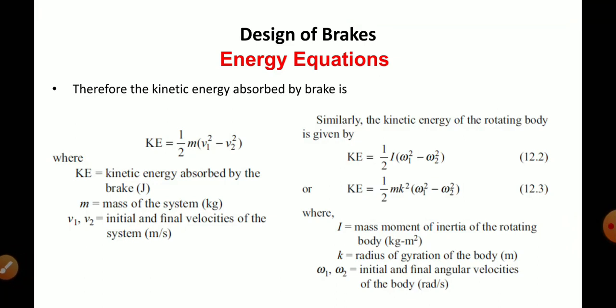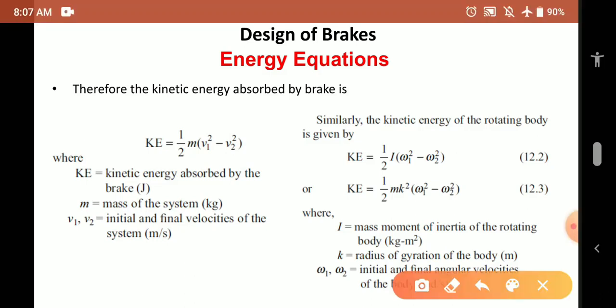Therefore the kinetic energy absorbed by the brake is, as we know, kinetic energy equals 1/2 m v square. But here the velocities are varying, from v1 to v2. So the kinetic energy equals 1/2 m (v1 square minus v2 square), where K is the kinetic energy absorbed by the brake in joules, m is the mass of the system in kg, and v1 and v2 are the initial and final velocities of the system in meter per second. This is all about the kinetic energy absorbed by the brake.